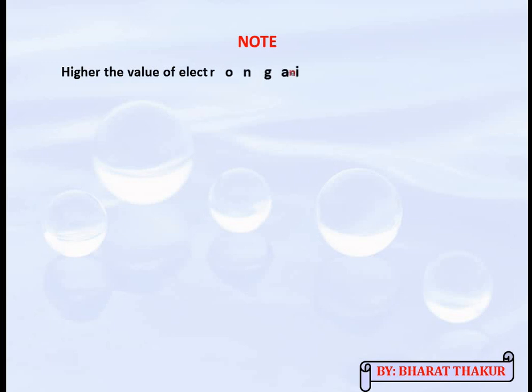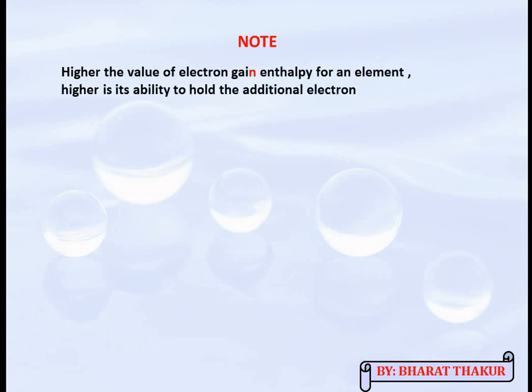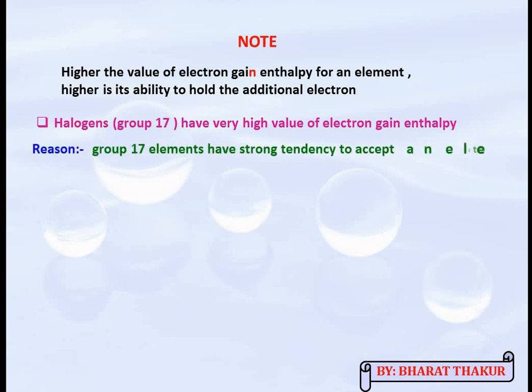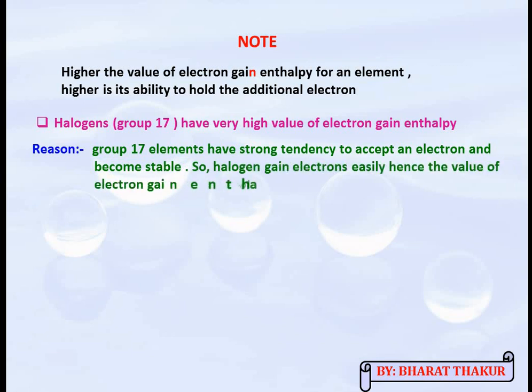A note: higher the value of electron gain enthalpy for an element, higher is its ability to hold the additional electron. Halogens, group 17, have a high value of electron gain enthalpy. The reason behind that: group 17 elements have a strong tendency to accept an electron and become stable because they lack only one electron to attain noble gas configuration. So halogens gain an electron easily to attain stable electronic configuration, hence the value of electron gain enthalpy is very high for halogens.